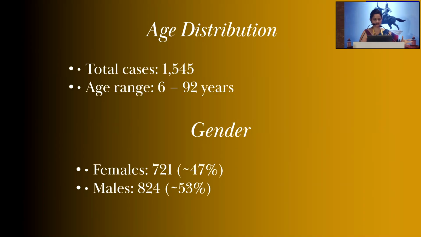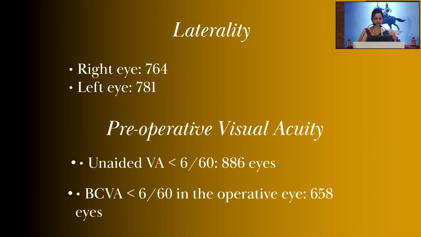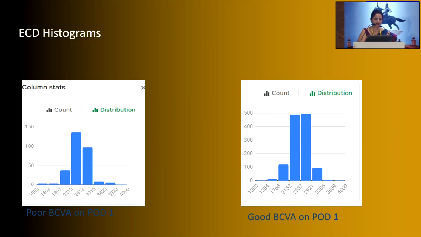So this is the age distribution, female ratio, laterality is comparable. Preoperative visual acuity less than 6/18, 886 eyes, again very well distributed, and less than 6/60, 658 eyes. Now, if you see the endothelial cell density histogram between the cases with poor visual acuity on post-op day 1 versus good visual acuity on day 1, even eyeballing it, you will think that it is equally distributed in both the groups. Despite that, the number of cases in each group is very different.